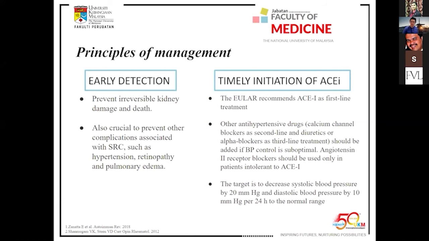And the next principle is timely initiation. I use the word timely, not early, and I'll mention why. You should start your ACE inhibitor at the right time, not early, because if you start too early it wouldn't bring any benefit, which I will elaborate on in the slides later. If the blood pressure is not controlled after you start the ACE inhibitor as first line, you might add a calcium channel blocker as second line, and a diuretic or alpha blocker as third line. And ARB can be used only if the patient is intolerant to ACE inhibitor.